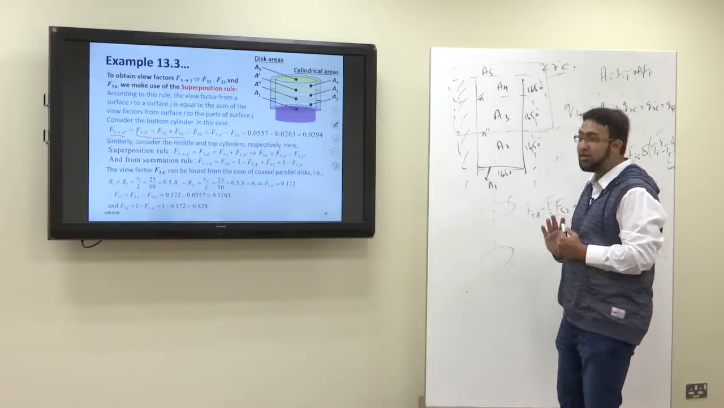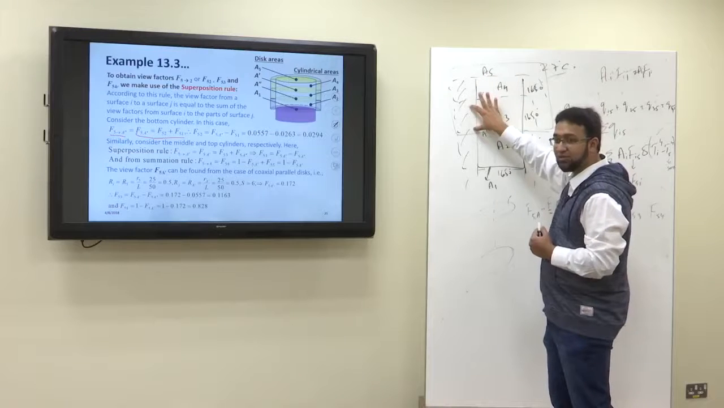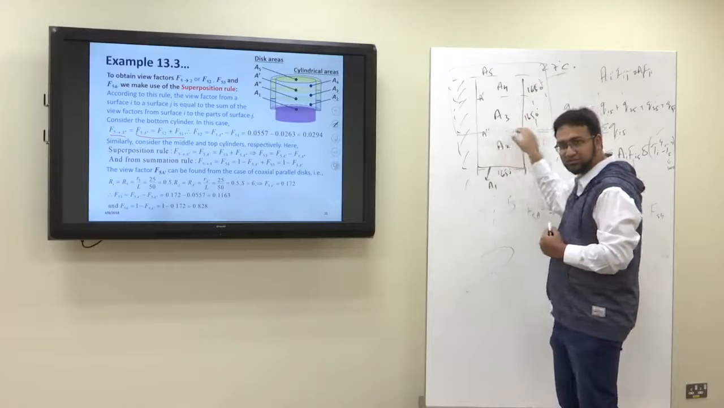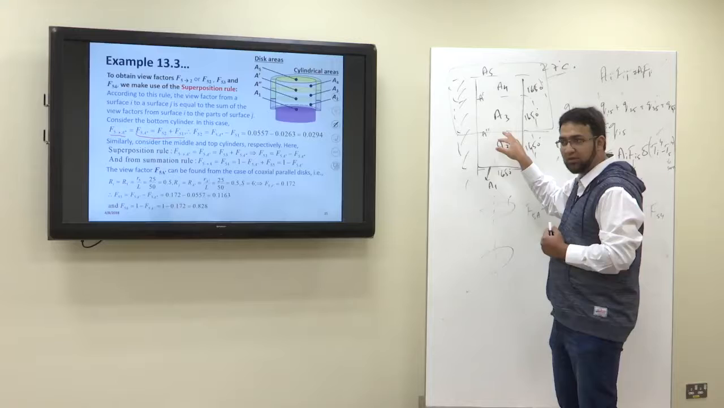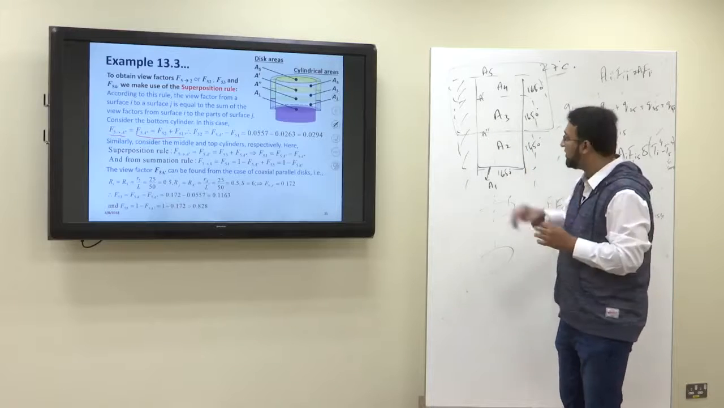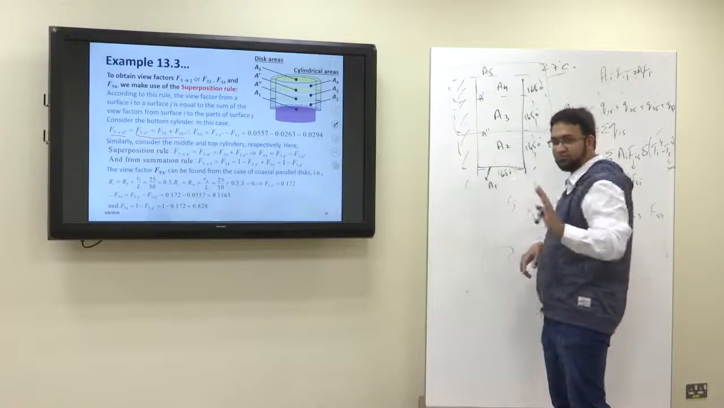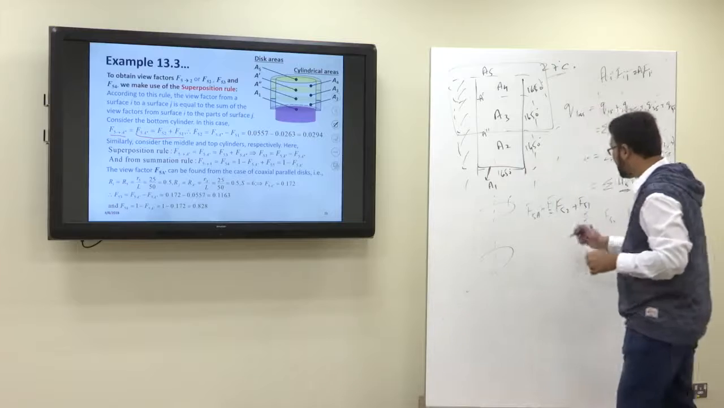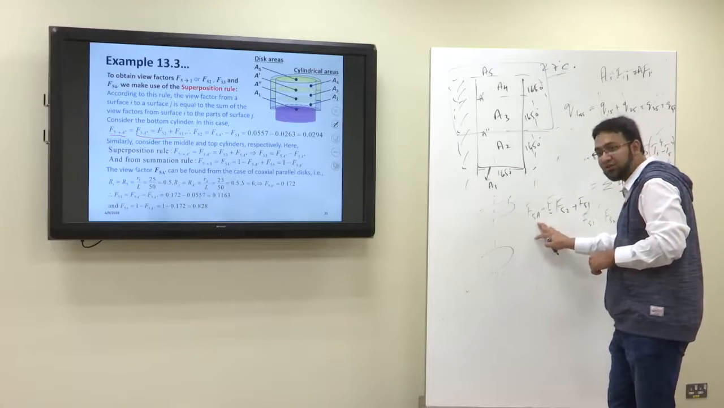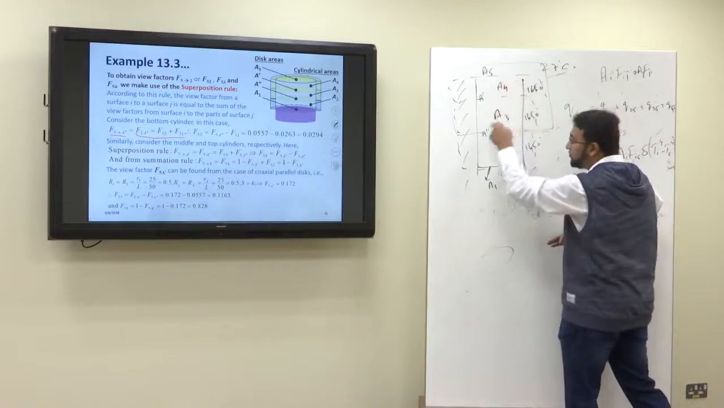Is it clear? From 5, energy will reach 4. From 5, energy will reach 3. From 5, energy will reach A double dash. Let's say this is the imaginary surface A double dash here. So the amount of energy from 5 which reaches A double dash will be further distributed into 2 and 1. Okay? So the energy that reaches from 5 to A double dash will be distributed between 5 to 2 plus 5 to 1.